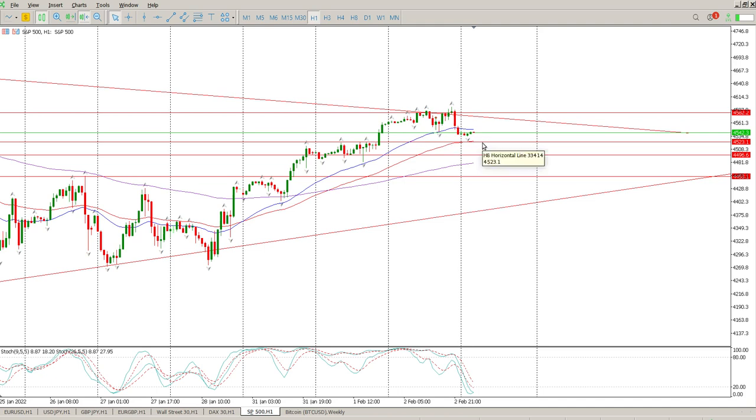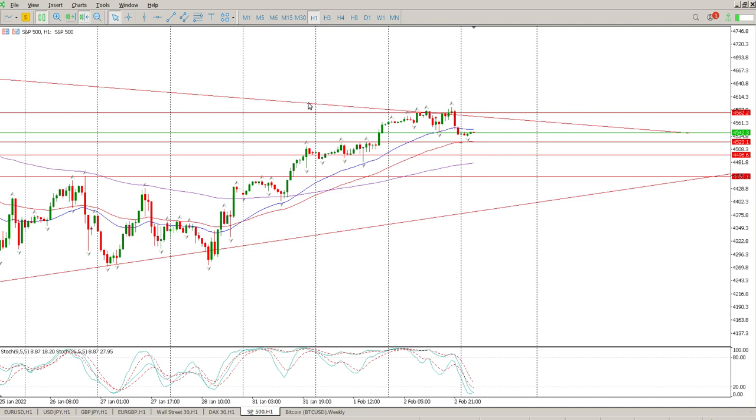Watch this level here, 45.23. If we can hold this level, there are divergences brewing on the hour. You can see there's our previous swing low. There's our current swing low. Look at the oscillators, and that is continuation divergences.